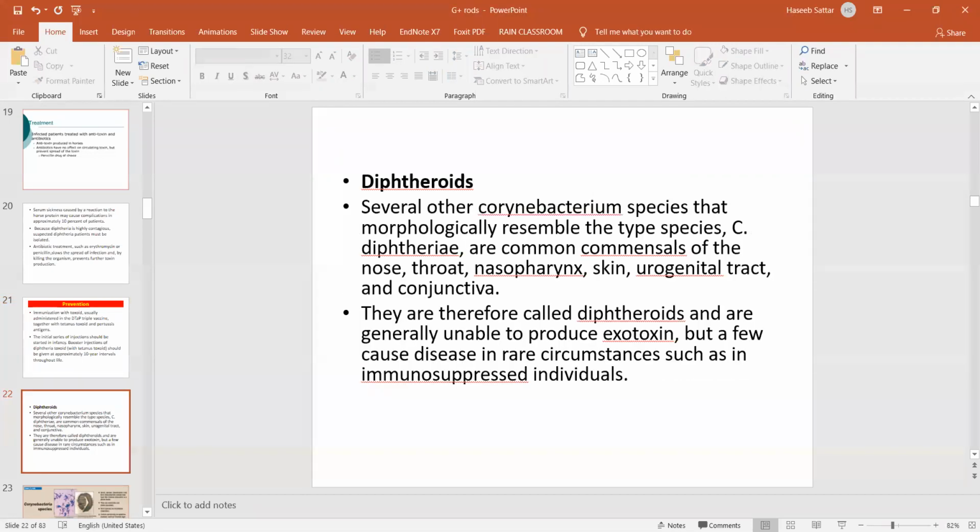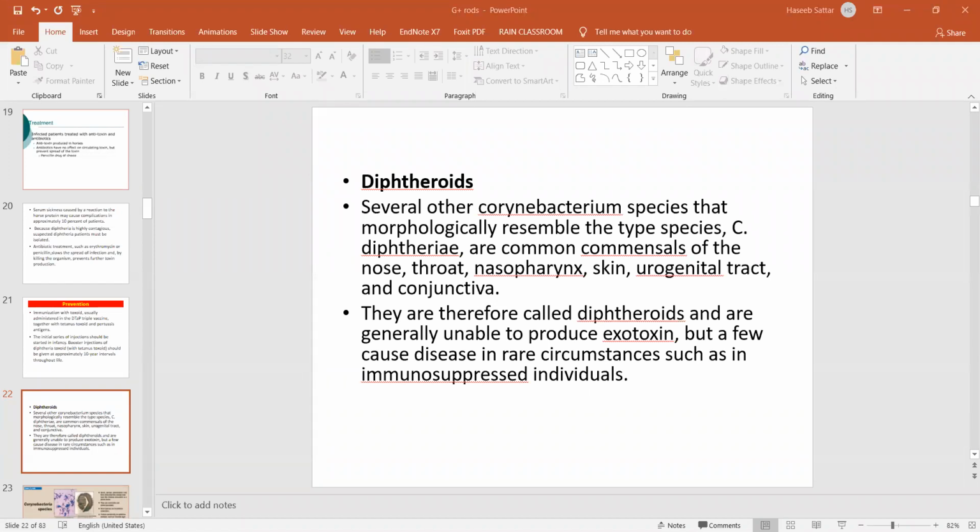Okay, class. And then we have the diphtheroids. Diphtheroids means there are some other Corynebacterial species which morphologically resemble Corynebacterium diphtheriae. They are also present in our body as normal flora. They may be present in our nose, throat, nasopharynx, skin, urogenital tract, or eye. Because they resemble Corynebacterium, we call them diphtheroids.